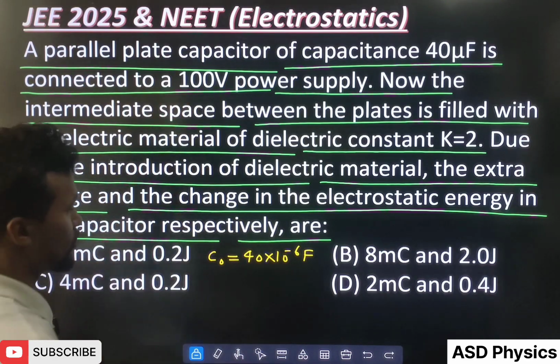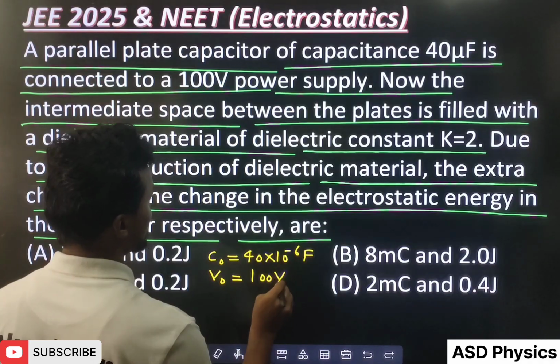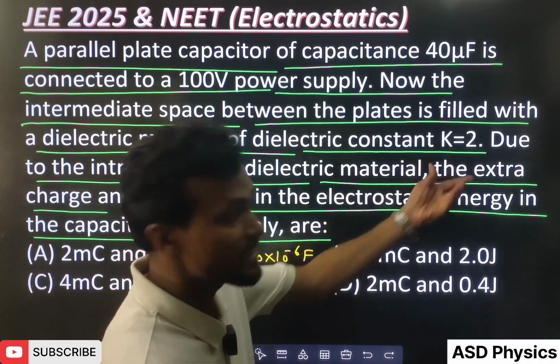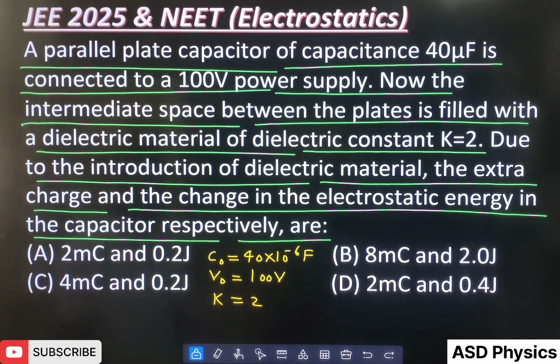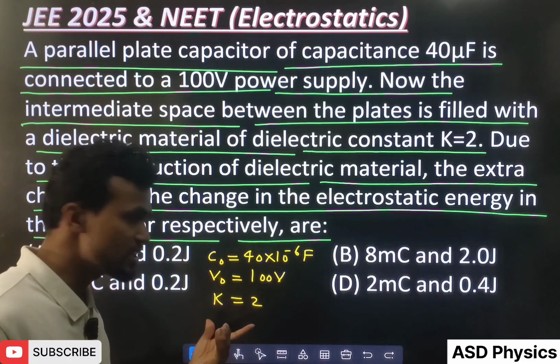After that, the supply voltage V0 is given as 100 volt. And we are inserting a dielectric. The dielectric constant is given as 2. And they are asking for the change in charge and the change in energy. All this data is given here.